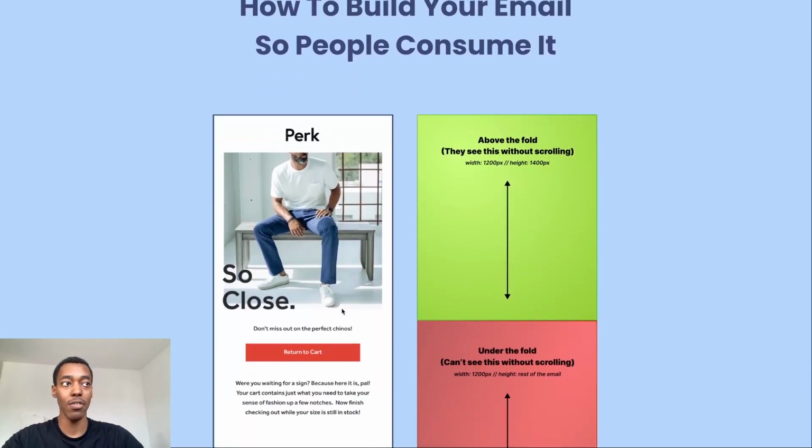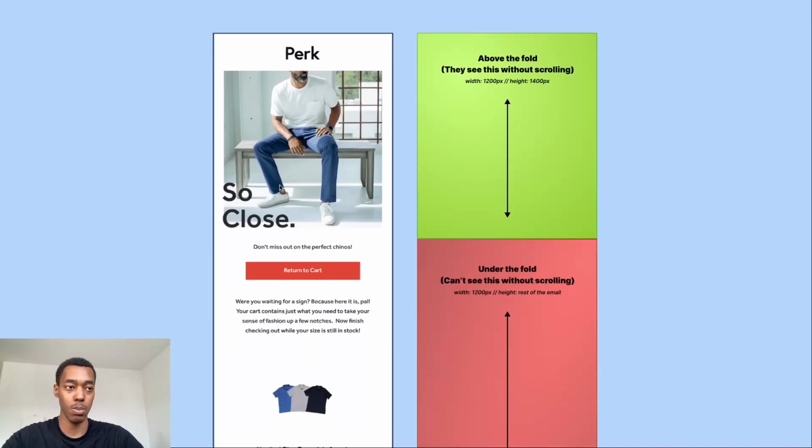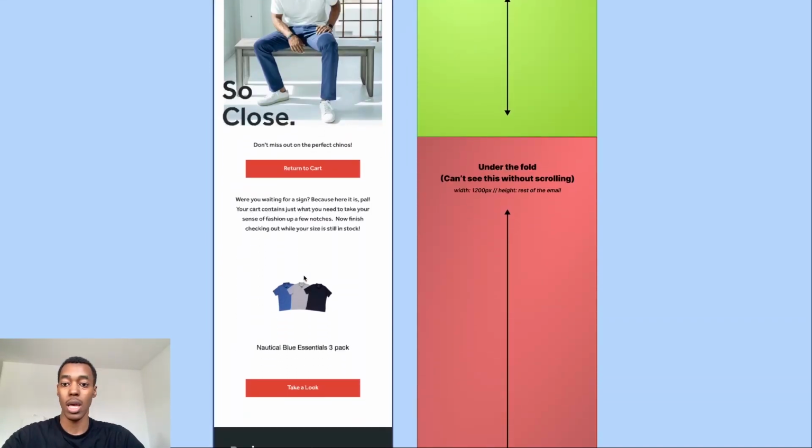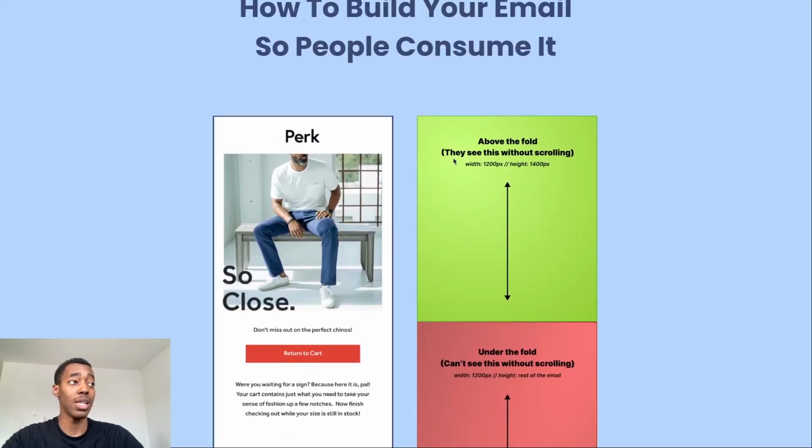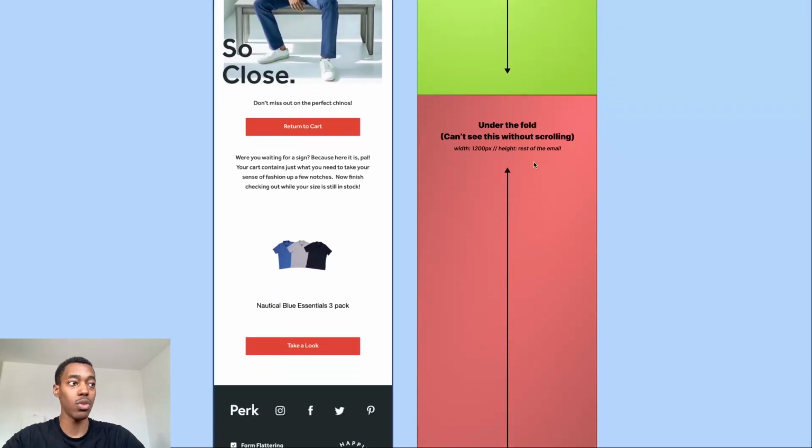So you really have to make this part really engaging so that people can even get to the next part and click on your buttons and go on to purchase. So this is the section we call above the fold, and it's 1200 pixels wide by 1400 pixels in height. So we really have to nail that first section.